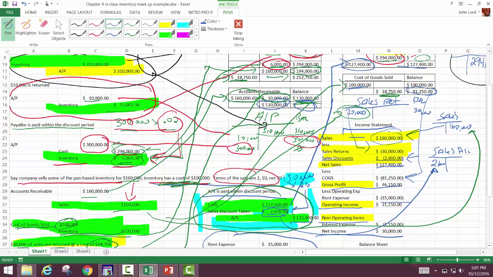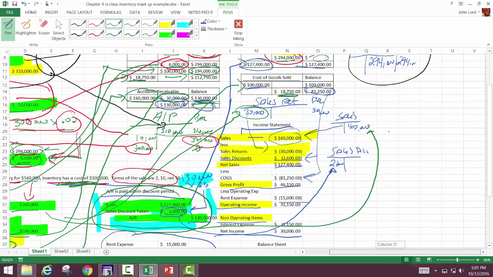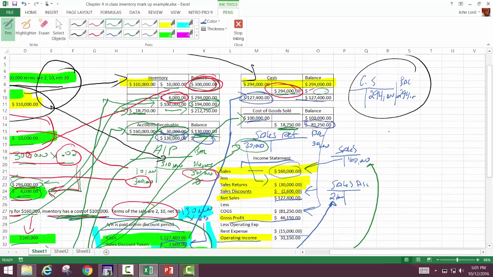Okay? So I have my net sales, and then I subtract off of my net sales my cost of goods sold. What is my cost of goods sold? My cost of goods sold was the original amount that I recorded in my cost of goods sold. Where'd it go? Where'd they go?